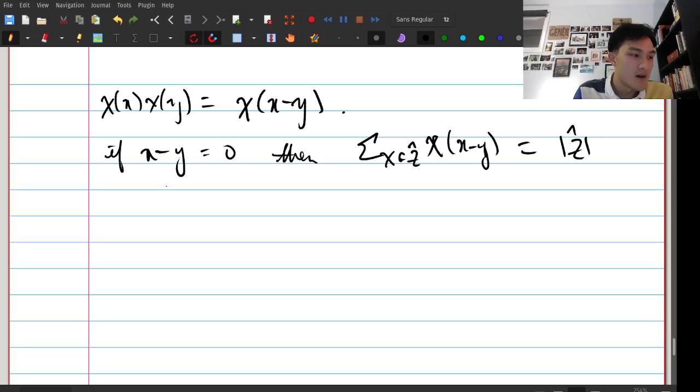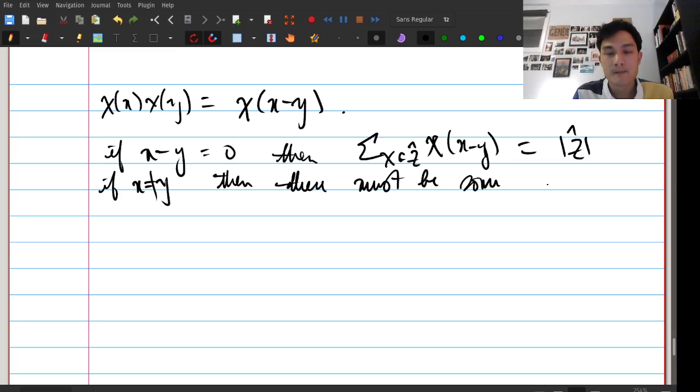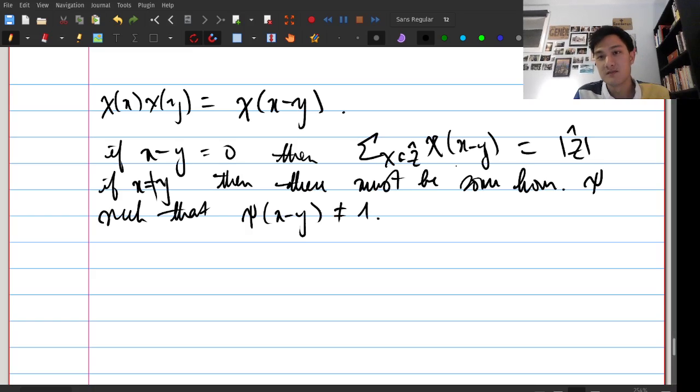Okay, and if not, if x is not y, then there must be some homomorphism psi such that psi of x minus y is not equal to 1. Okay, this is because, well, if there isn't, then x minus y has to be 0. Just think about it.